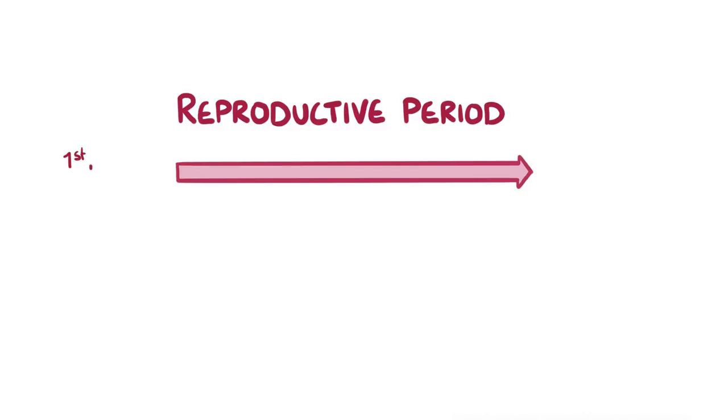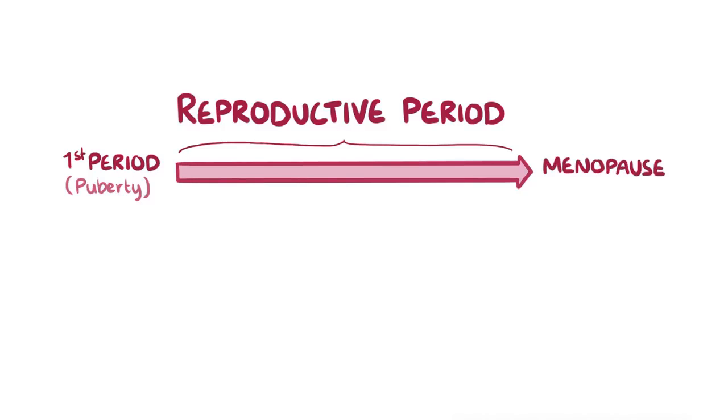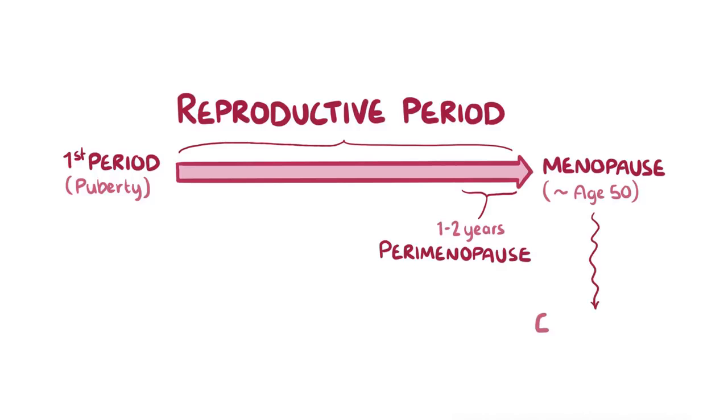In females, the reproductive period, or fertility period, refers to the years of monthly menstrual cycles between the first menstrual period, which happens at puberty, and then the permanent stopping of menstrual cycles, which is called menopause. Menopause usually sets in around 50, and is preceded by a couple of years of hormonal and physical changes, and this is called perimenopause. To be more specific, a woman's entered menopause when an entire year has passed since her last menstrual period.